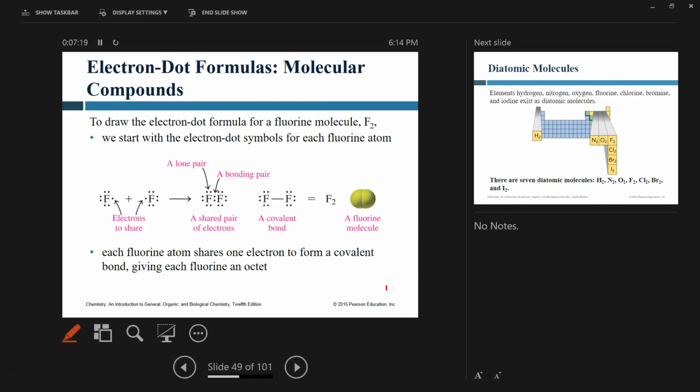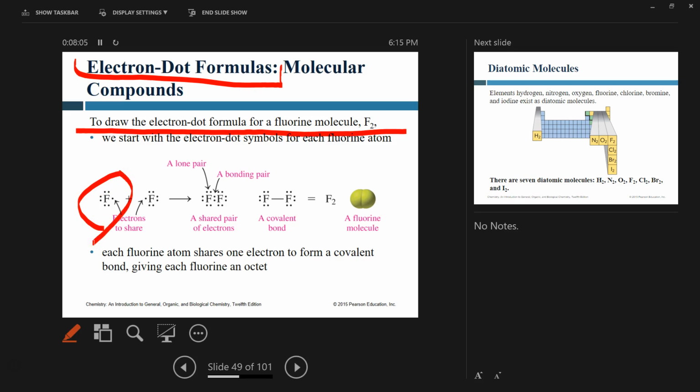So, in order to demonstrate how electrons are shared in the molecular compounds with covalent bonds, we use so-called electron dot formulas. These electron dot formulas demonstrate how many electrons are on the outer shell of each atom and which electrons are actually shared. For instance, if we try to draw the electron dot formula for fluorine, we need to draw two fluorine atoms first.